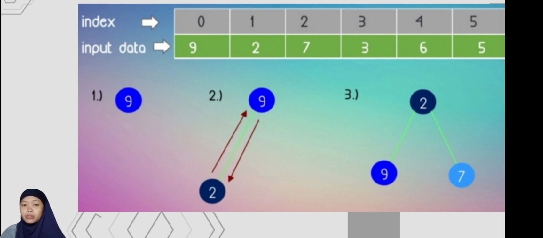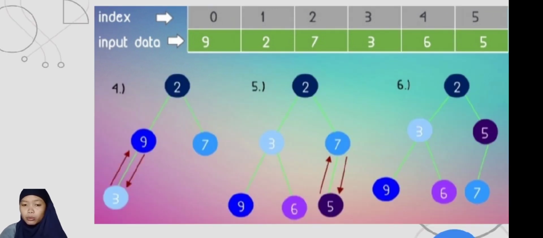Inserting 7 now. 7 is inserted at index 2. Since that's the last available position, we compare the 7 to its parent. And since 7 is larger than its parent, there's no need to swap. Now, we insert 3. So it gets inserted at index 3. And that's the last available position. And since the 3 is less than 9, we swap it.